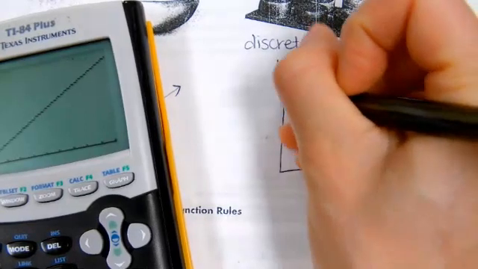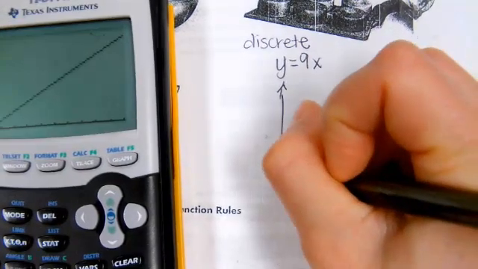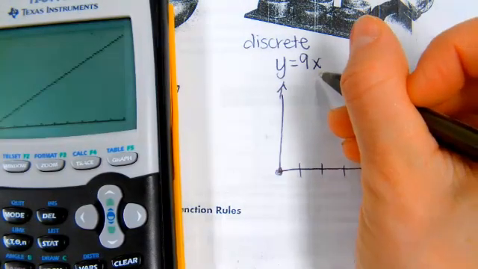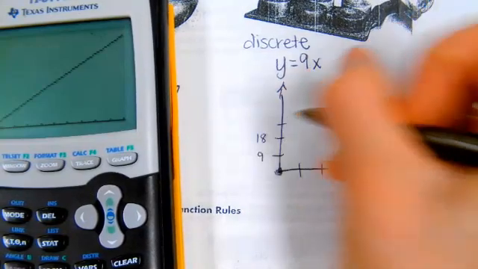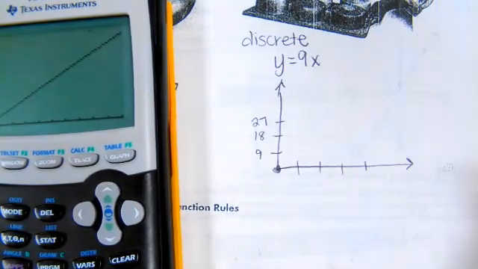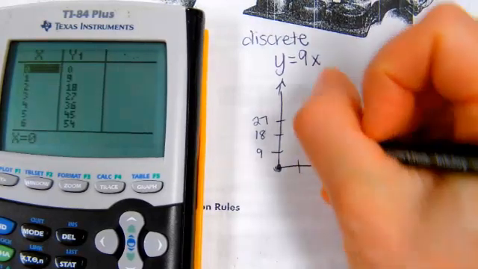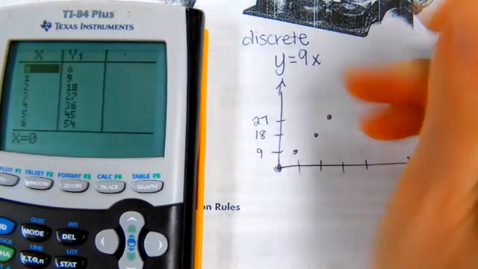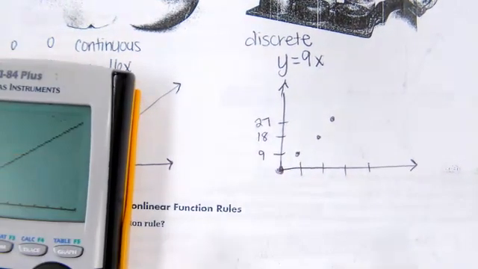I can still go by ones here. I can still start it at 0, 0. Can I go by 9s here? Yeah. So let's do 9, 18. I can still use my table and figure out that this is 0, 0. This is 1, 9. This would be 2, 18. This would be 3, 27. But this is not the right graph. But is this the right graph?